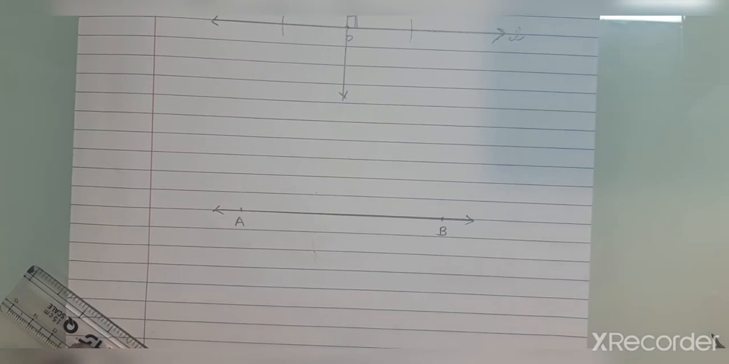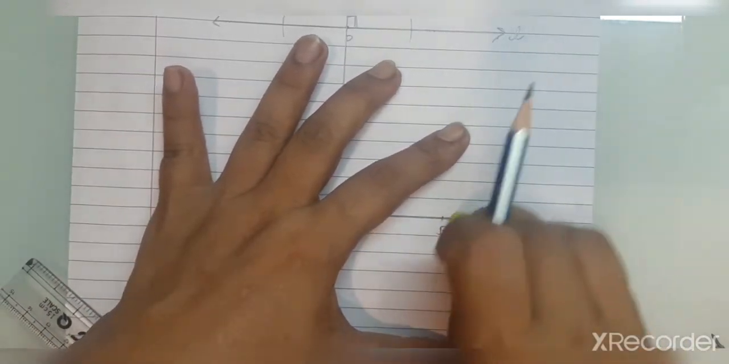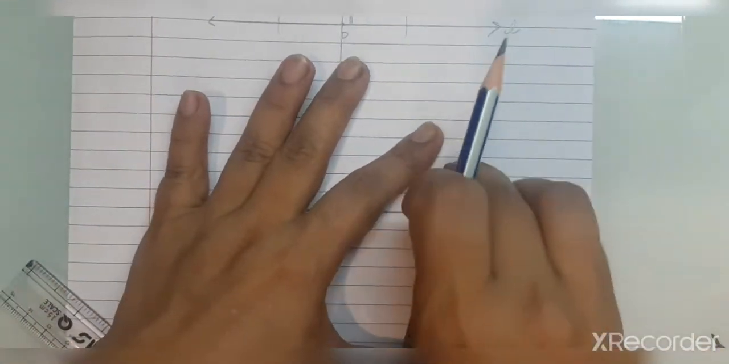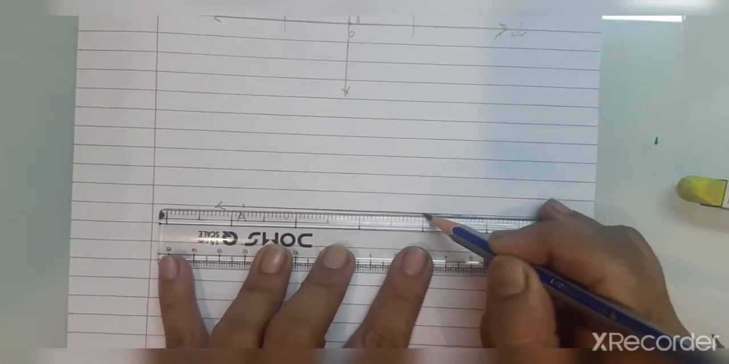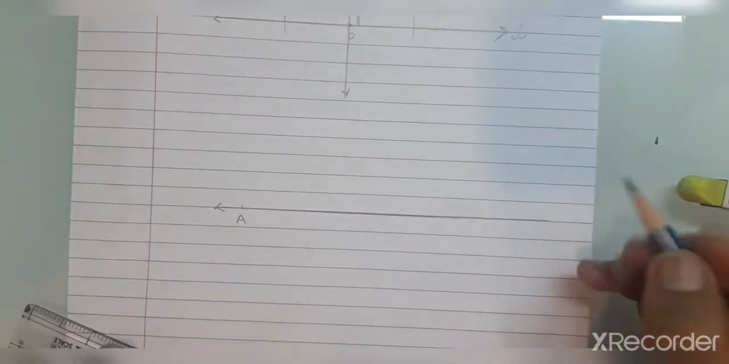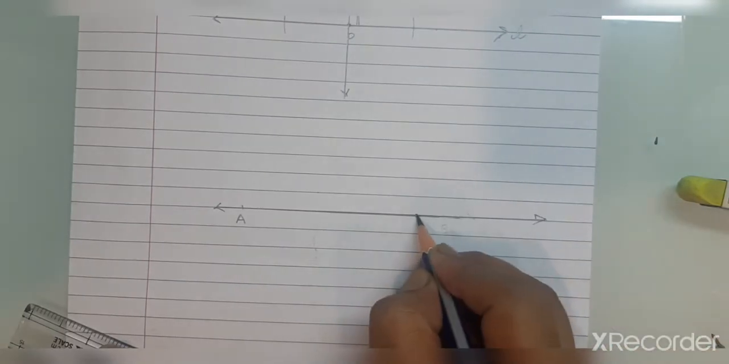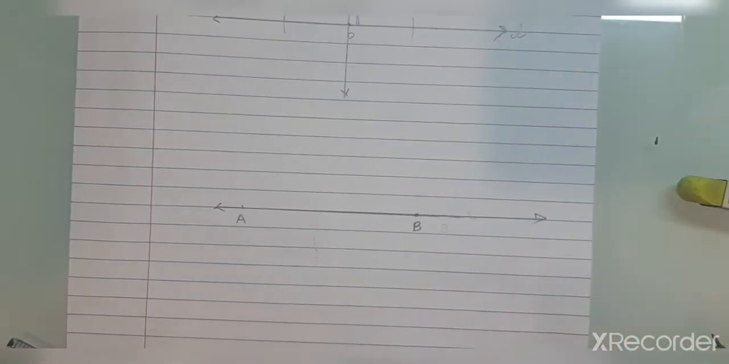Okay, now the perpendicular has to be passing from this point B. For that reason, we need to extend the line. So what I do is, either I can bring this to the center, or I can just extend this a little more, and now I can place this point B here.